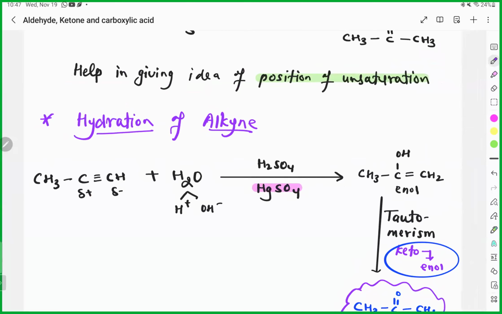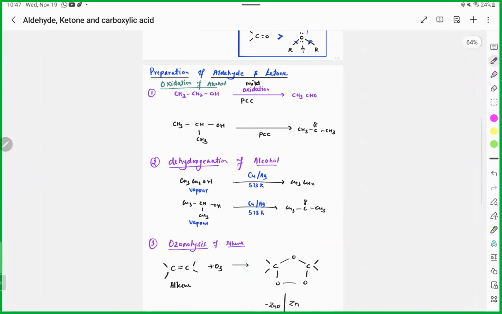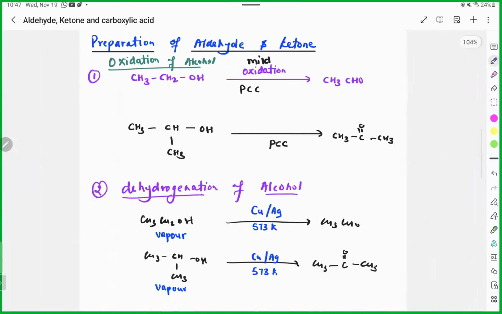The next reactions are popular and you can make those reactions very easy. So here we did 4 reactions. In the first two reactions, alcohol is converted to aldehyde or ketone by oxidation. So in one case, the oxidizing agent is PCC. In the second case, copper at high temperature with alcohol vapor.